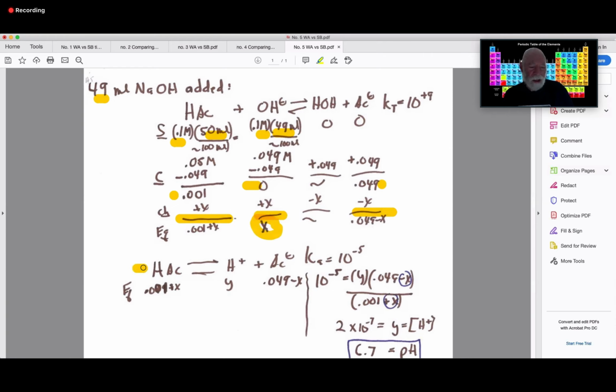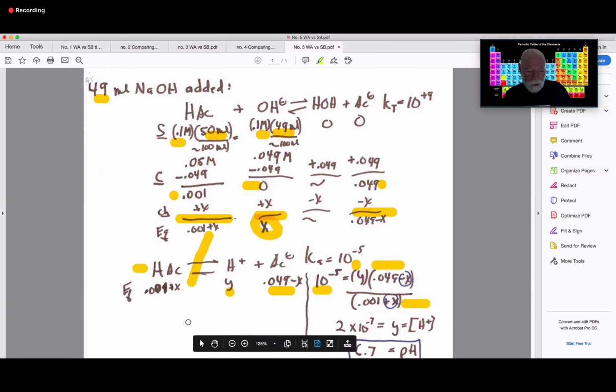Okay, so the Ka for that is 10 to the minus 5. Transferring then the equilibrium concentrations above. So this is the equilibrium concentration of that. Sorry, I didn't print too well. It's 0.001 plus x. Y is the hydrogen, and 0.049 minus x. Plugging this into the mass action expression, the Ka, 10 to the minus 5, is equal to hydrogen times acetate divided by acetic acid.